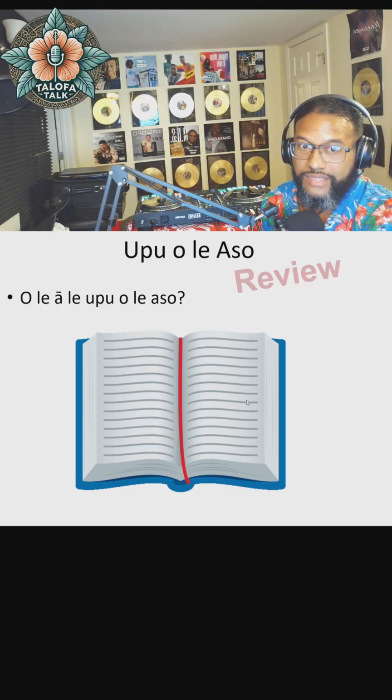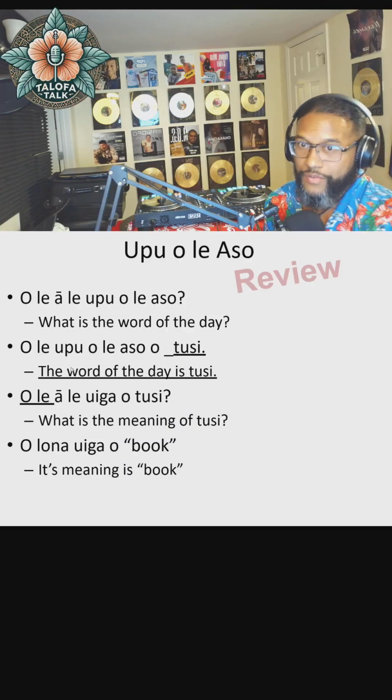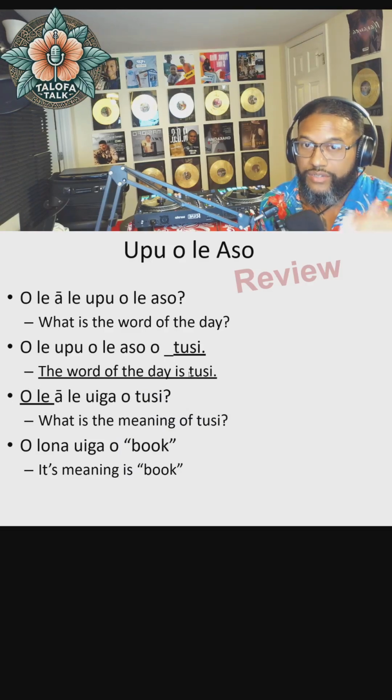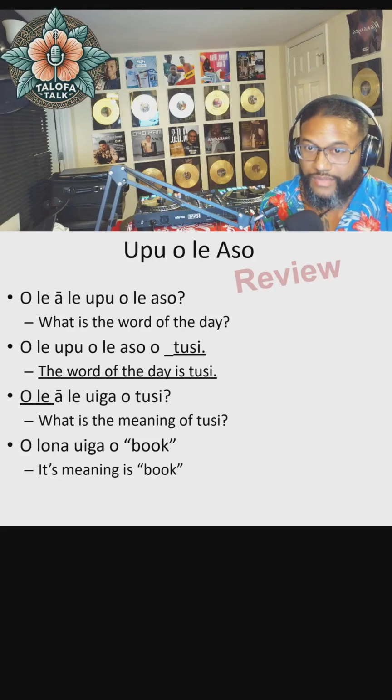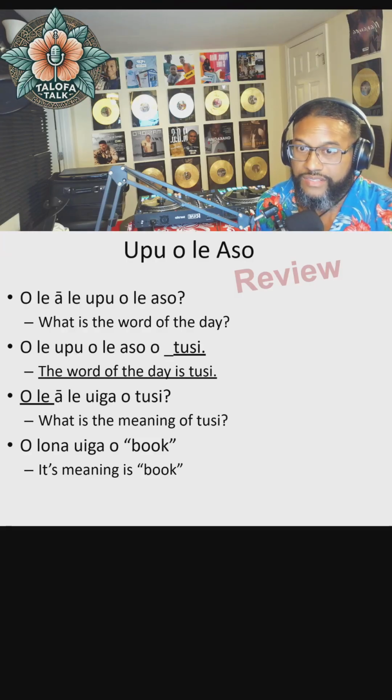Okay, and then just pick a word and just say, okay. So I look at this thing and I say, tusi. Okay. So, O le upu o le aso, o tusi. Let me go to the next one. Okay, here we go. O le upu o le aso, o tusi. The word of the day is tusi. Okay, this is the exercise where it's like a call and response. Go back and forth. If you need help, use your partner. That's how you're going to be able to do these conversations.